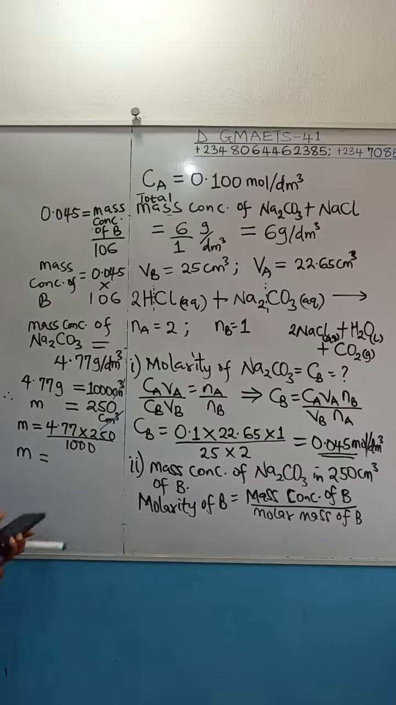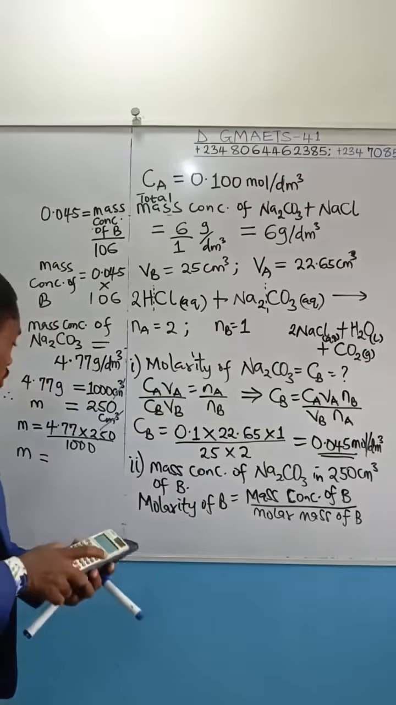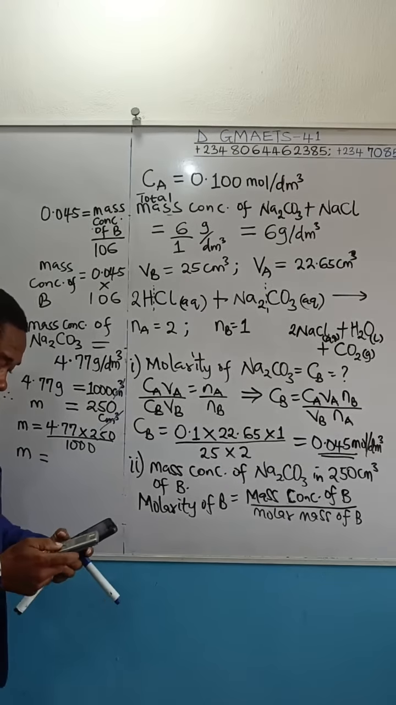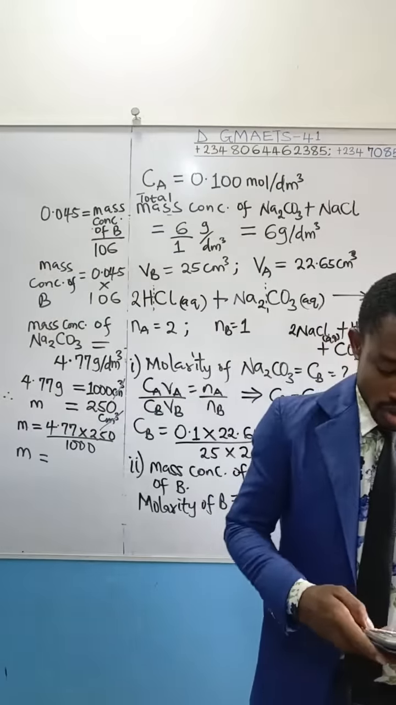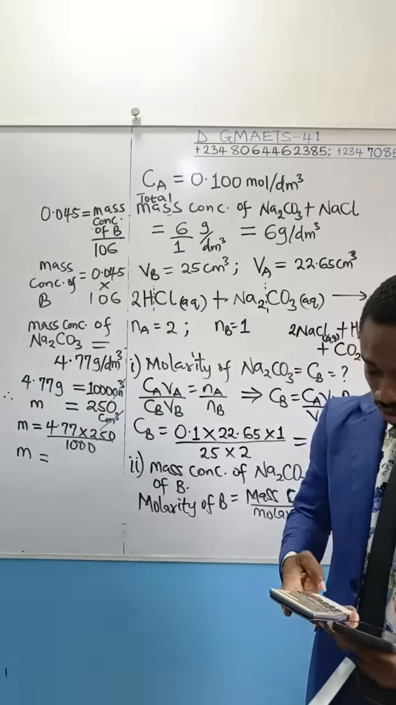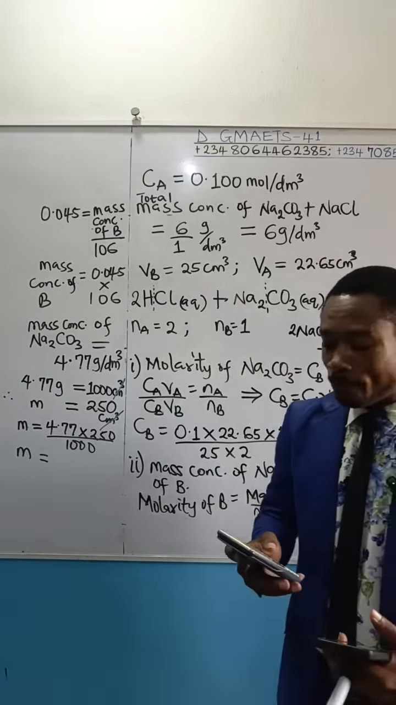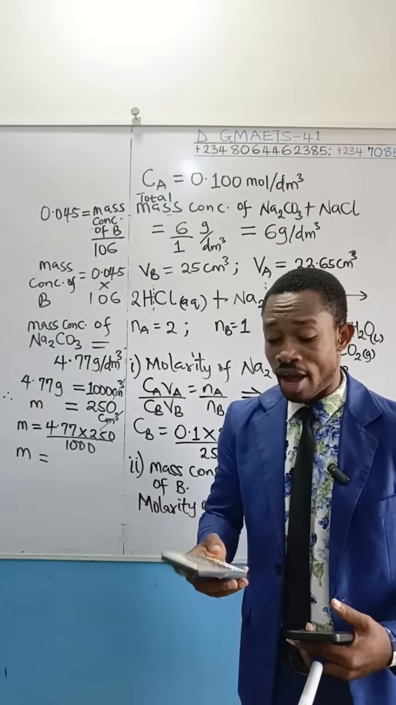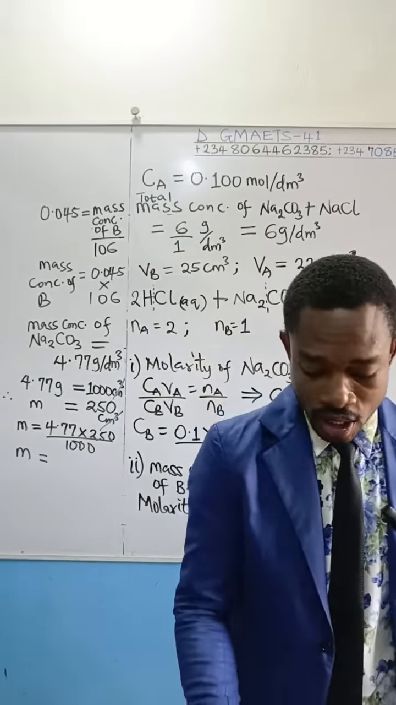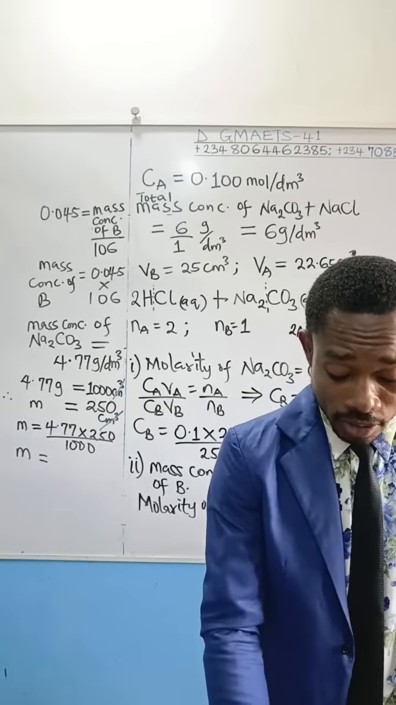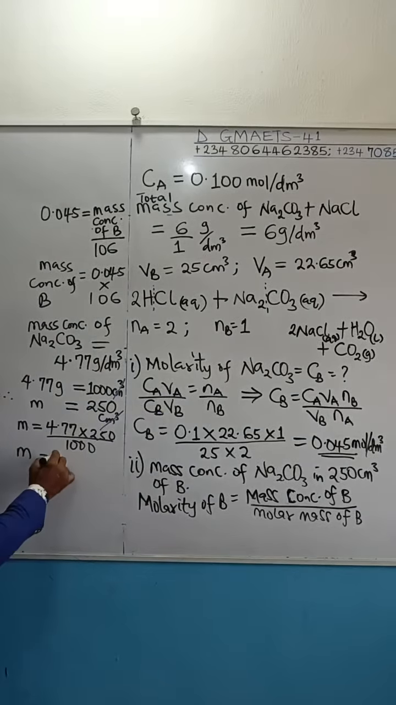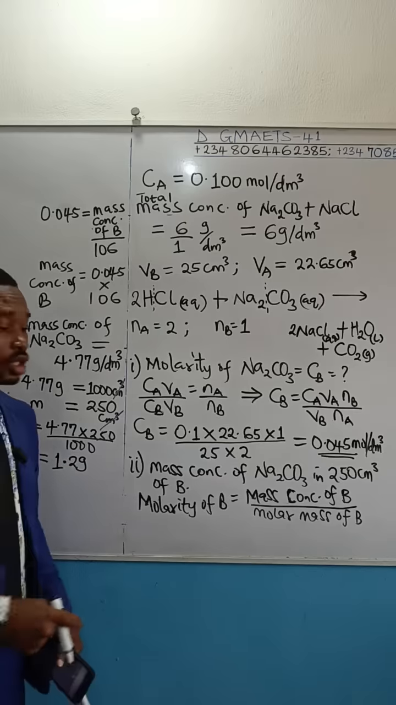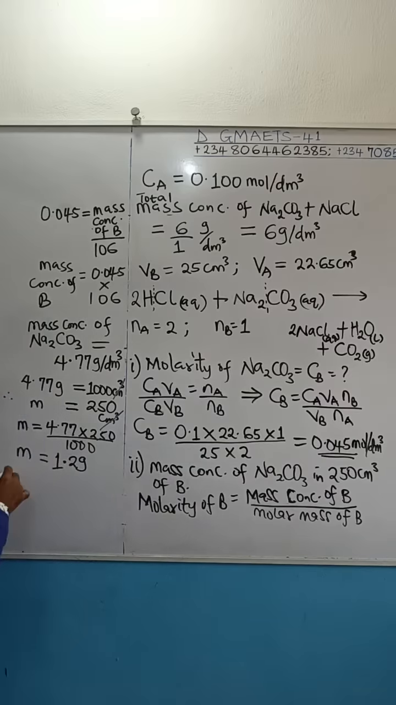All right. So I'm reaching out for the calculator. 4.77. We multiply this by 250 and then we divide by 1000. So this is going to be 1.1925. I'm going to approximate it to be 1.2. 1.1925, I am approximating it to 1.2 gram, right? 1.2 gram. This is the mass concentration in 250 cm cube.